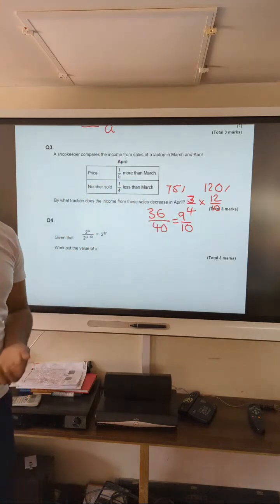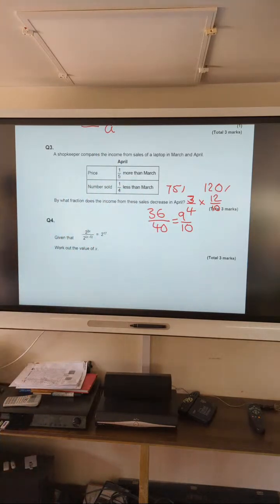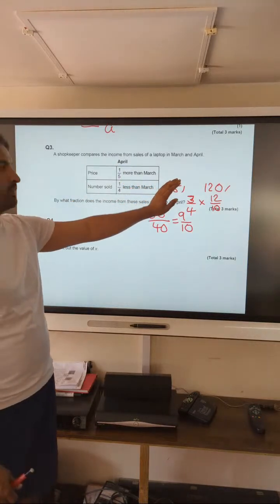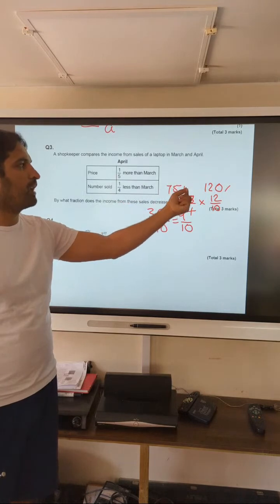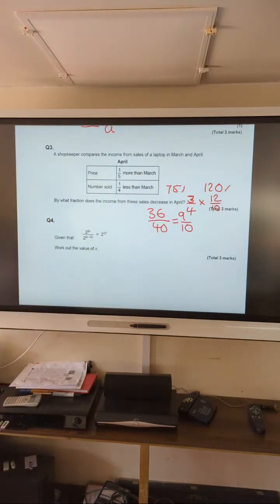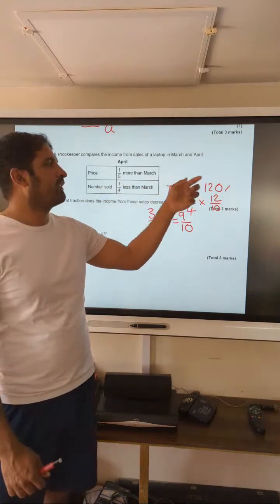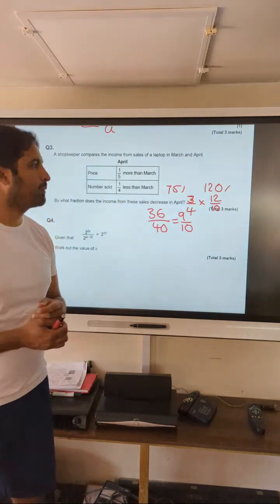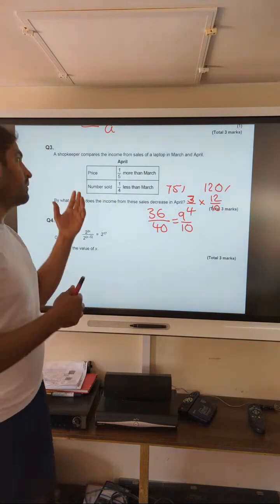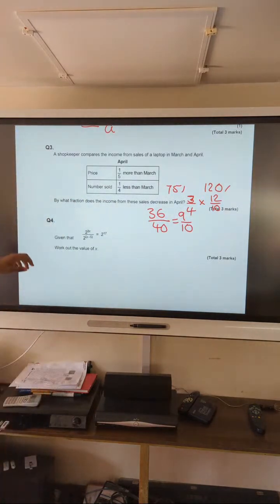So you're losing 10% of the income. That's what we're doing: 75% of the customers and 120% price. We multiply them together and you get 9/10. You can multiply them using fractions or decimals, it's up to you. If you did the decimal, 0.75 times 1.2 will give you 0.9. So you're making 0.9 of what you made in March.